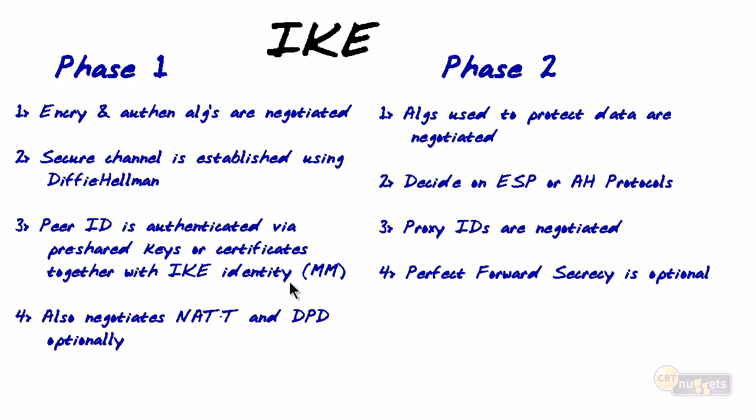Then in the fourth step, we're going to negotiate optionally things like NAT traversal. That is used to determine if there's a NAT router or a NAT device in between the two peers. If there is, we have to do some sorcery. Okay, we have to do some trickery to get that stuff across. Or dead peer detection. Are we going to use that protocol to see if the other peer is alive or not with keepalives? Okay, so we can negotiate those parameters as well.